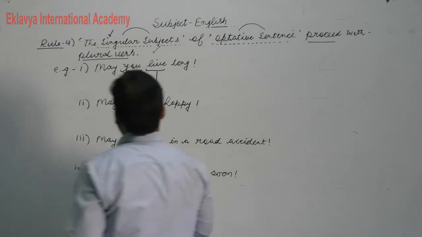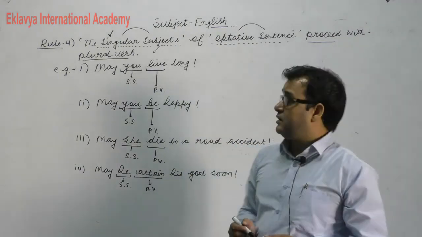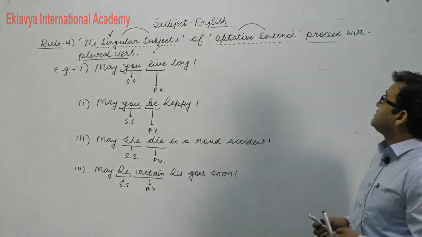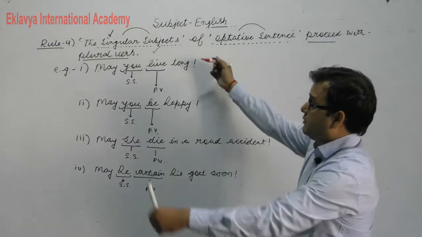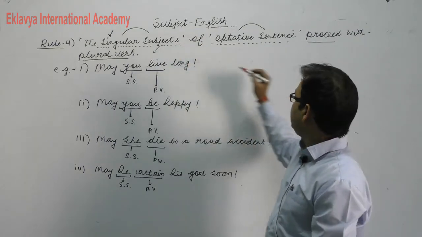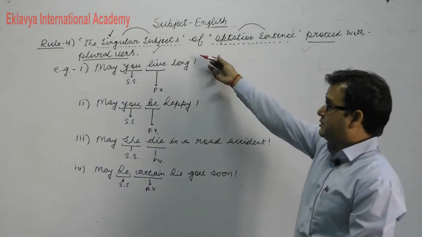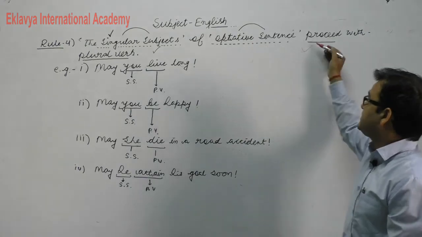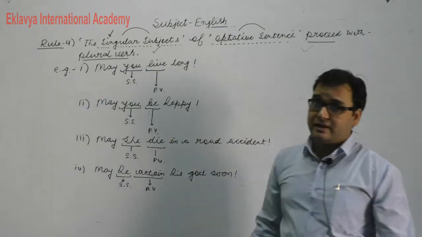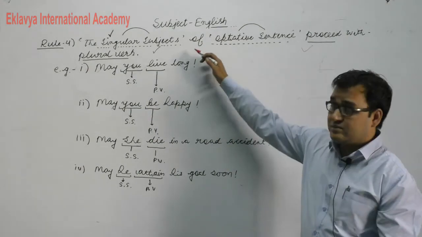Okay, students, let's speak about the rule here. The singular subjects of optative sentence proceed with plural verb. If we have only a singular subject of optative sentence, it proceeds with plural verb. Okay, you can change proceeds as per the given subjects, there is no problem.